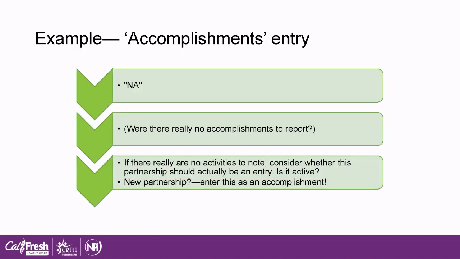Okay, let's work through a couple examples to see how we can improve entries based on the points we just discussed. In this first example, someone has opted to leave their accomplishments field blank. Like we discussed in the previous slide, we're looking for this field to be a place where you input milestones both big and small. If you can't think of anything to report in this field, we encourage you to consider whether this partnership should be entered as an active partnership at all. But what about if you've just established your partnership and you haven't gotten around to doing much of anything yet? In this case, we'd say that you do have an accomplishment to report. Input the details surrounding the establishment of this new partnership in the accomplishment field.